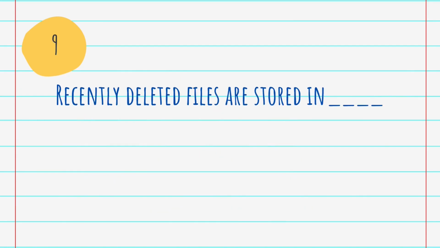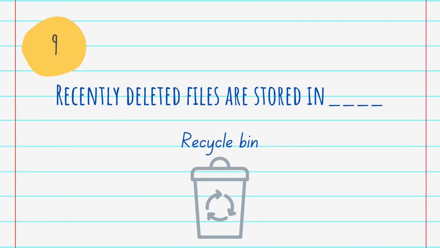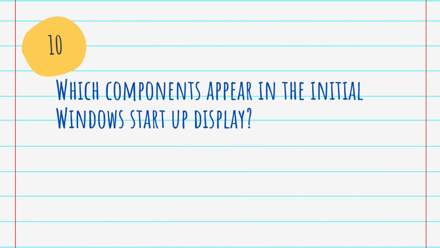Then question number 9. Recently deleted files are stored in dash. Recently deleted files are stored in the recycle bin. Recycle bin is a place where deleted items are temporarily stored in Windows unless they are permanently deleted. By default, the recycle bin should be presented in the upper left corner of your desktop in both Windows 10 and Windows 11. Okay.